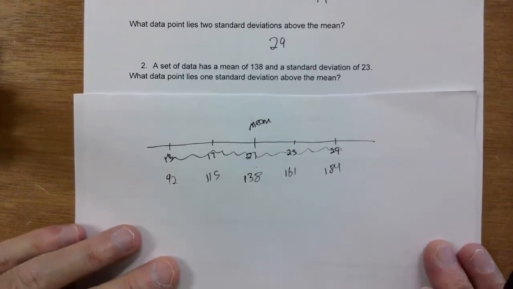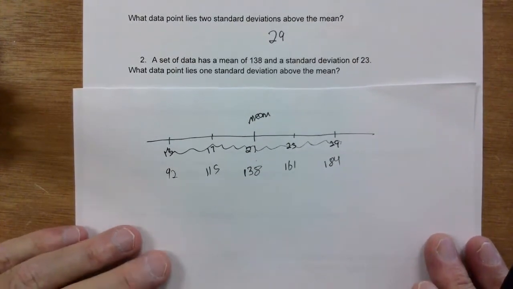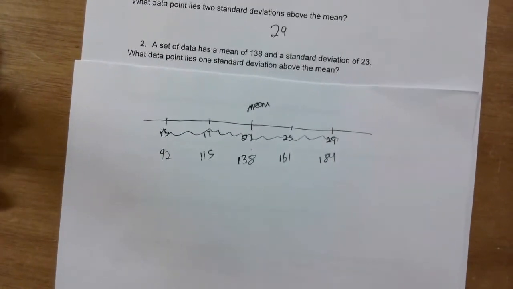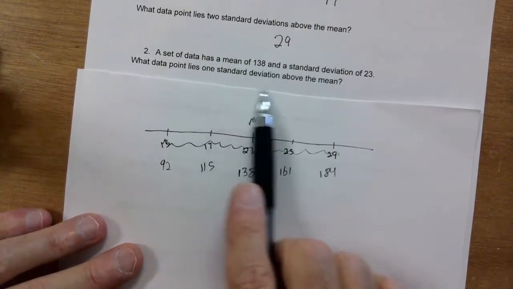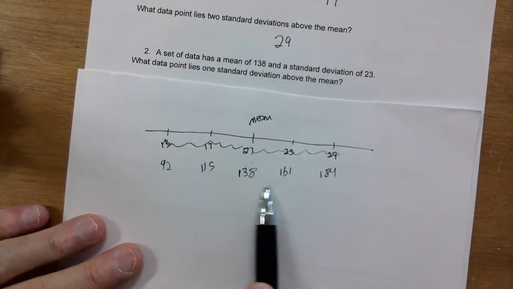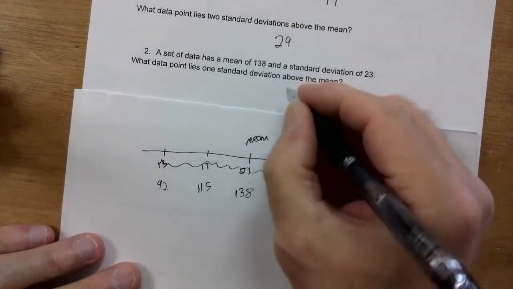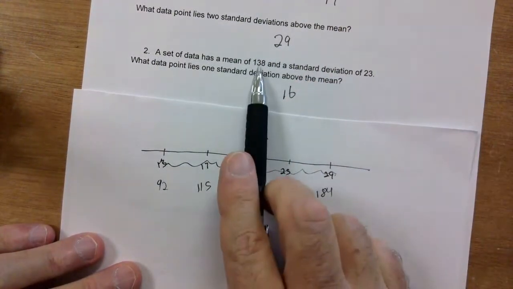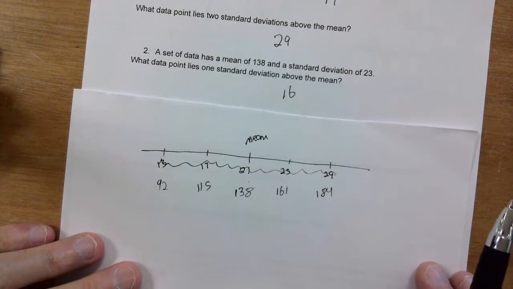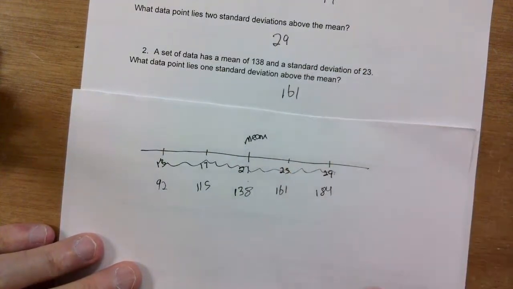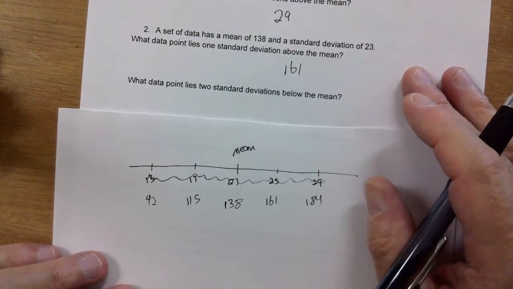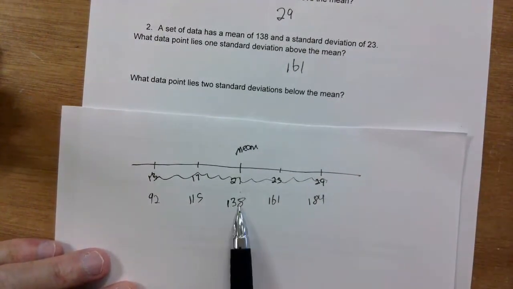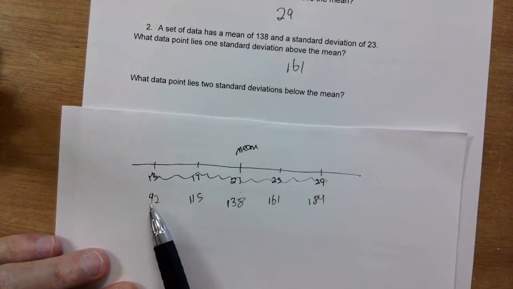Oops, sorry about that. That's a little far away from me here. There. One standard deviation above, 138 is the mean, so 1 above is right there, 161. That's 138 plus 23. What data point lies 2 standard deviations below the mean? Here's 138. 1, 2 below, 92.